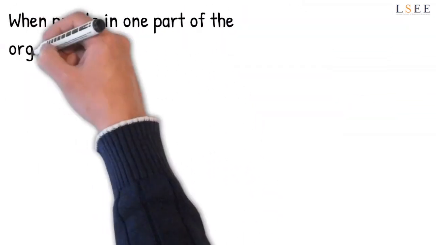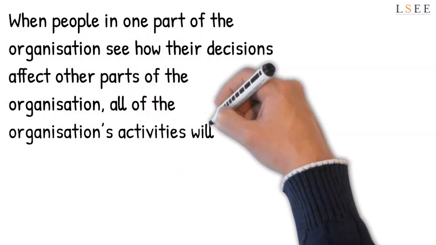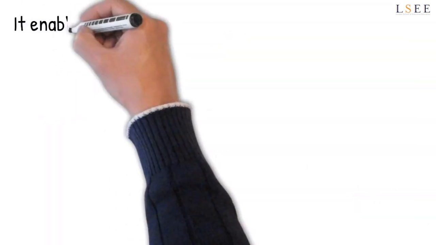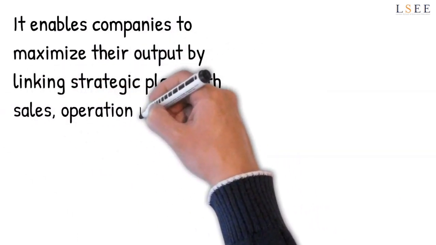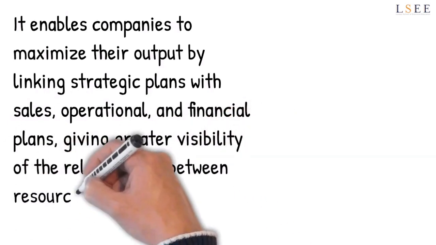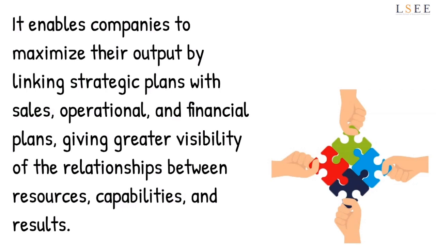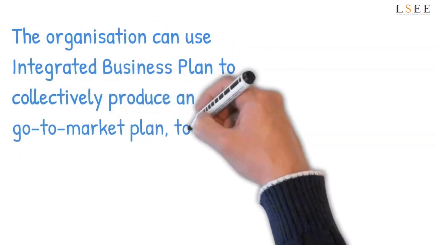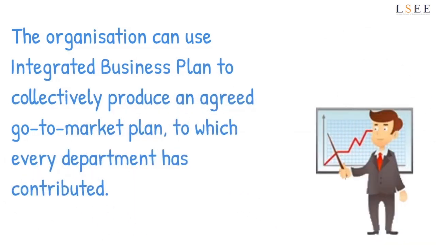When people in one part of the organization see how their decisions affect other parts of the organization, all of the organization's activities will be better coordinated. It enables companies to maximize their output by linking strategic plans with sales, operational, and financial plans, giving greater visibility of the relationships between resources, capabilities, and results. The organization can use an integrated business plan to collectively produce an agreed go-to-market plan, to which every department has contributed.